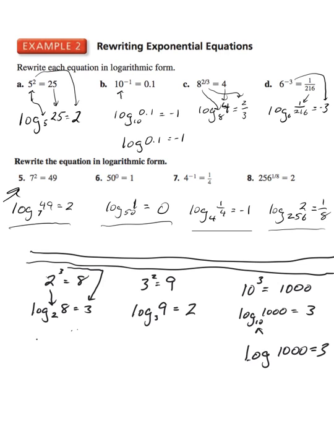The log base 10 is usually just written as log. So if you do not see the number underneath it, the base, then that means it's log base 10. That's going to be one of the abbreviations. Again, just to reiterate, log all by itself means the same thing as log base 10.